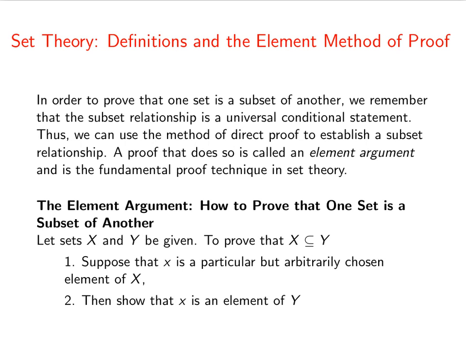The way it works is, let's suppose that we have sets X and Y, and we want to prove that X is a subset of Y. So in order to accomplish this, we do two things. First, we suppose that little x is a particular but arbitrarily chosen element of X. And then we have to show that that little x is an element of Y. And we're going to run through a lot of examples of this, so you'll see some examples of how this works. Okay, that's all for now.